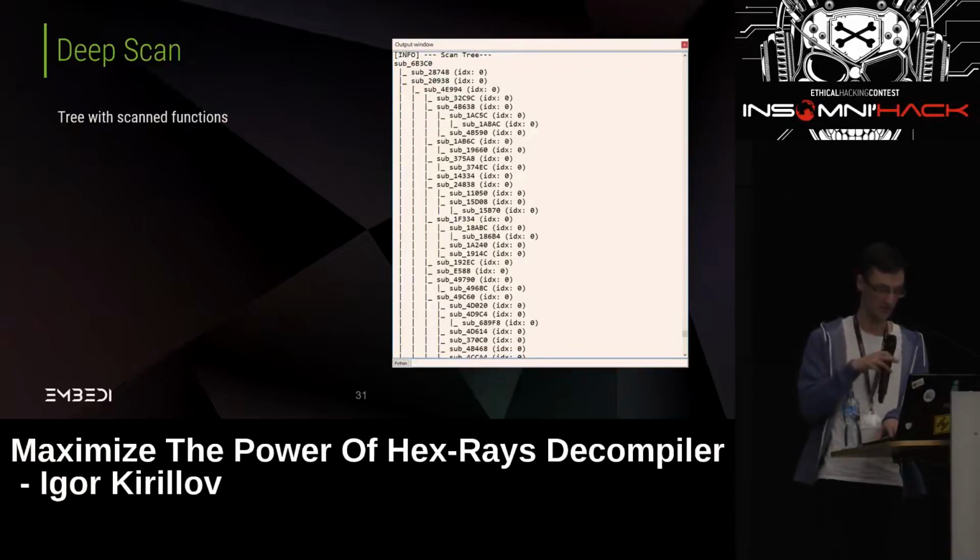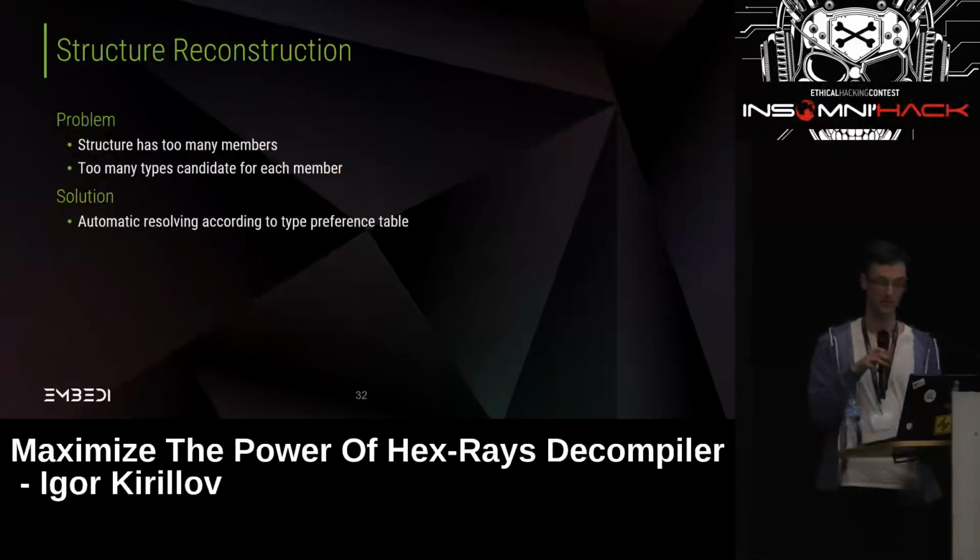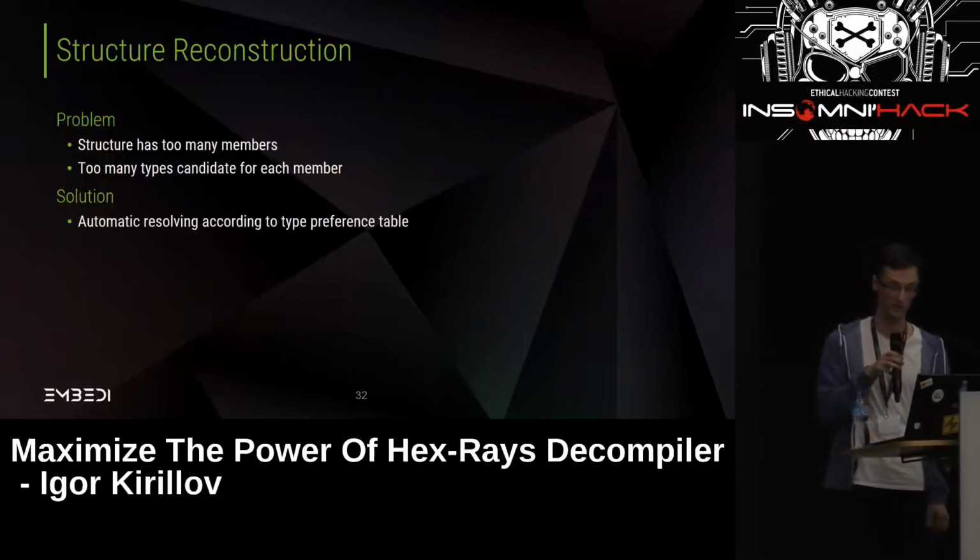That's something that should be thought about, what to do with this. As you could see in the previous example, we have too much information about the structure. There are a lot of members and a lot of potential candidates for each member. And after facing this picture many, many times in my work, I decided to automate the member selection process.